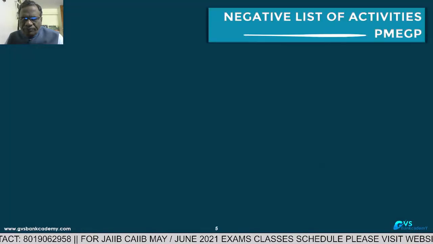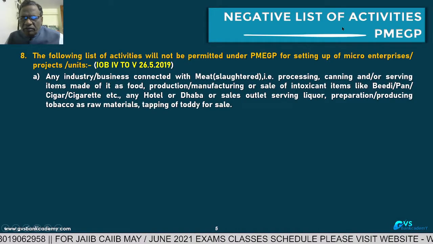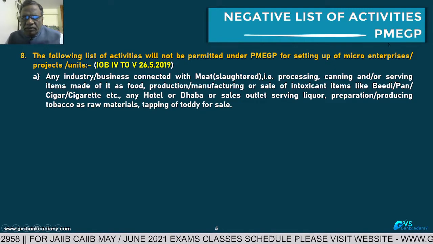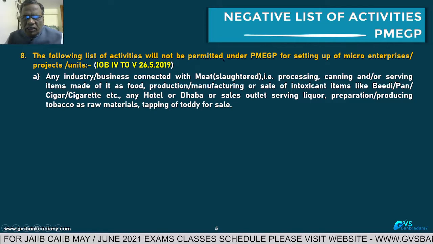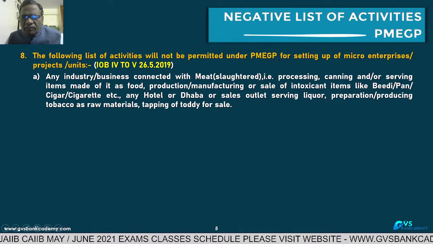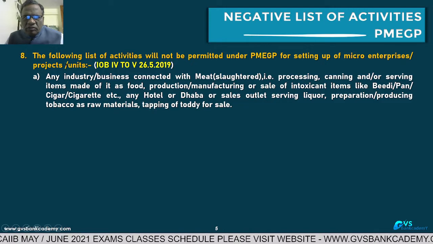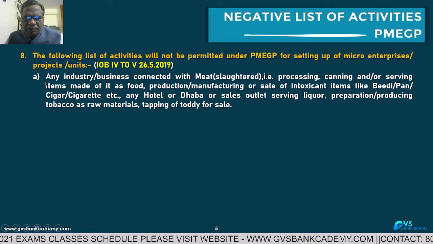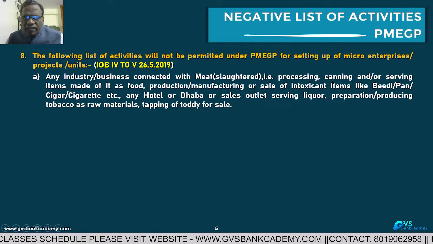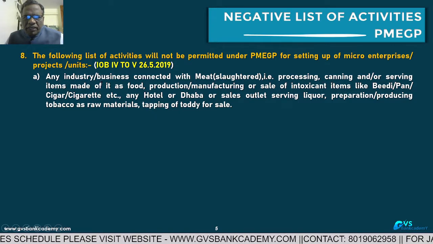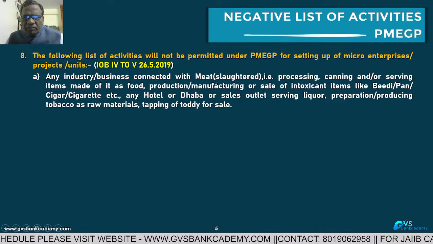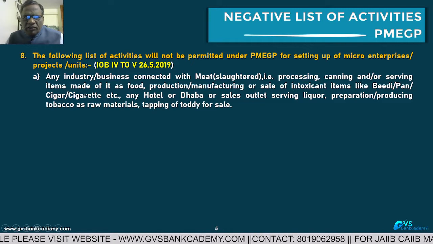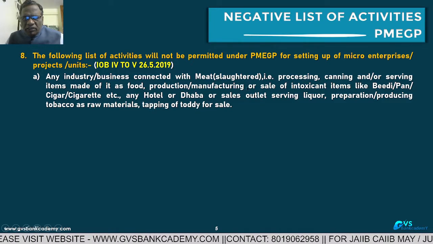Negative list of activities under PMEGP. The following activities will not be permitted for setting up micro enterprises or project units, and banks are not allowed to finance them. Point 8, sub point A: any industry or business connected with meat slaughtering, processing, canning, and serving items made of food production and manufacturing.